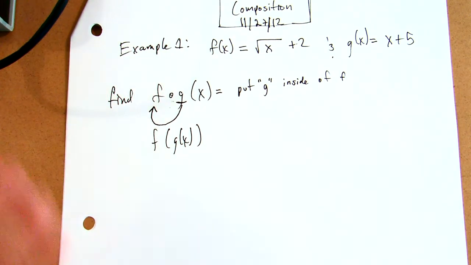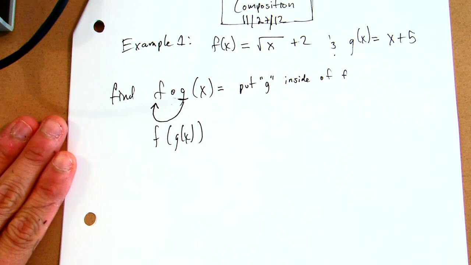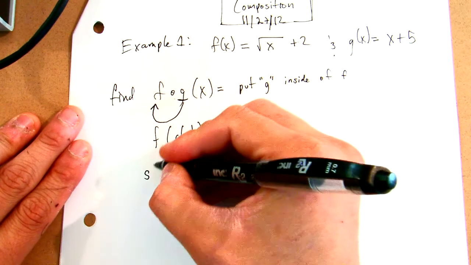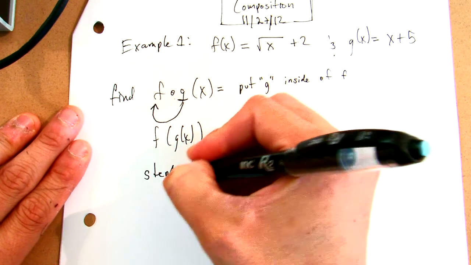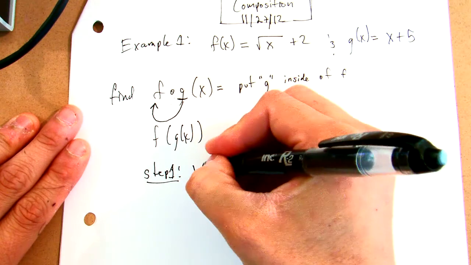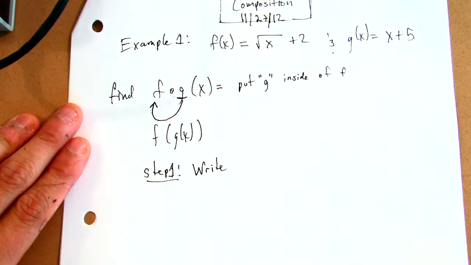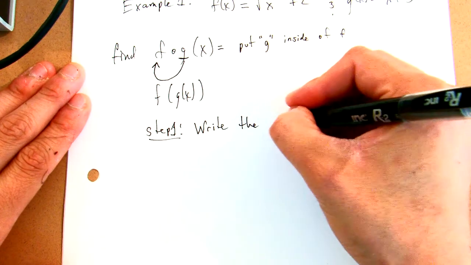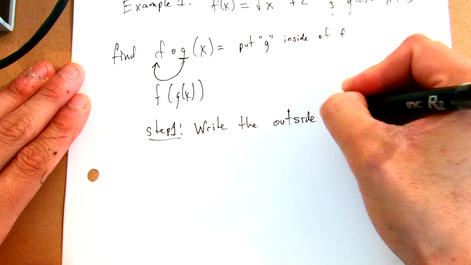So we're going to practice doing this. So I'm going to do this in very easy steps. Now some of you might automatically just know what to do. Okay, some of us get confused. So I'm going to do this in steps. Okay, step 1. Write the outside function.